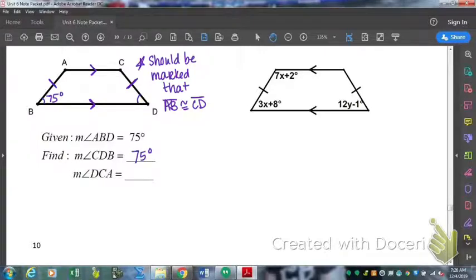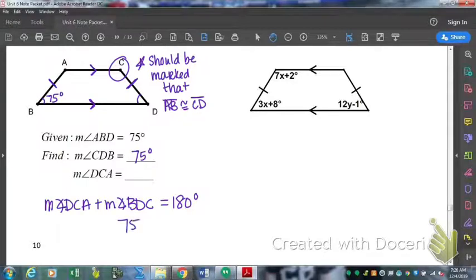as well. And the measure of angle DCA, which would be this guy up here, remember we have parallel lines. The two angles BDC and DCA are same side interior angles. So the measure of angle DCA plus the measure of angle BDC have to equal 180 degrees because that's same side supplementary. Okay. So if the measure of angle D is 75 degrees, find the measure of angle C. That's not too terrible. It's 105 degrees.